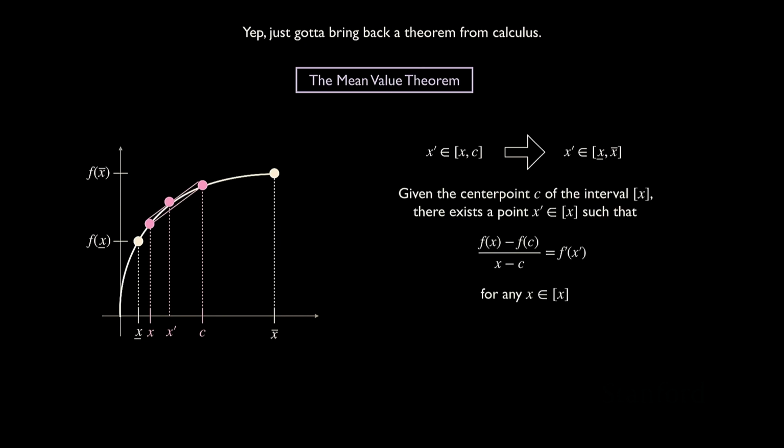Okay, so now we can say that this mean value theorem implies that if we take the center point of the interval, then there exists some other point in that interval. So again, x prime is in this bigger interval. We actually even know it's in this smaller one, such that this is true. So this is just saying the slope of the secant line is equal to the slope of the tangent line in there. And we can do that for any x in this interval.